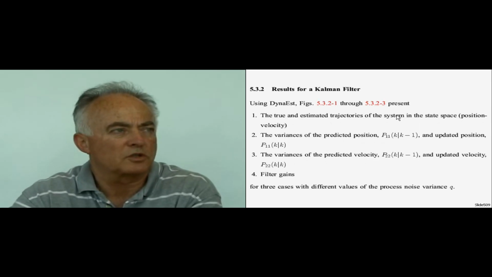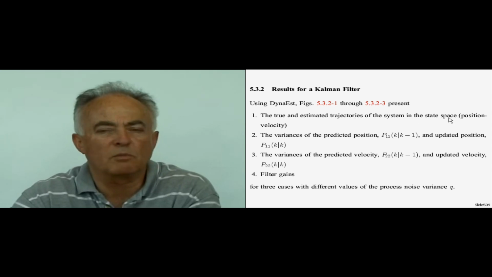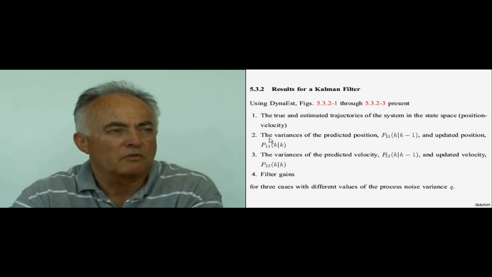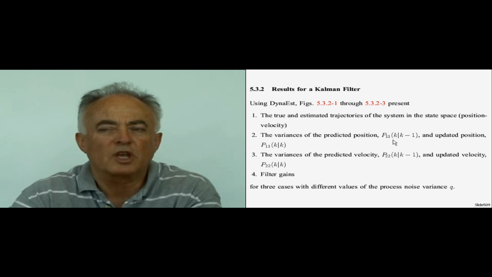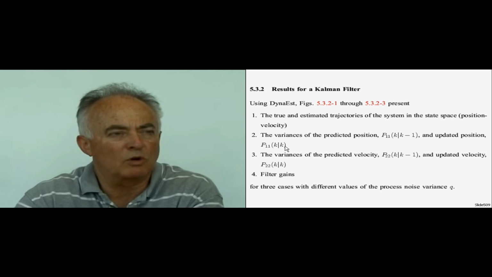Okay, what we are interested in in this case about the Kalman filter is the following results. We'll plot from DynaEst the true and estimated trajectories of the system in the state space. The state space is really the position-velocity space, also called the phase plane in all the control terminology. And we'll look at the variances of the predicted position, that's the 1-1 term of the 2x2 state covariance matrix, k given k minus 1, and the updated position, k given k. So the same 1-1 component.